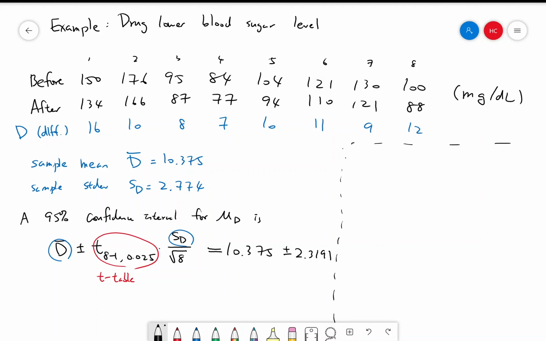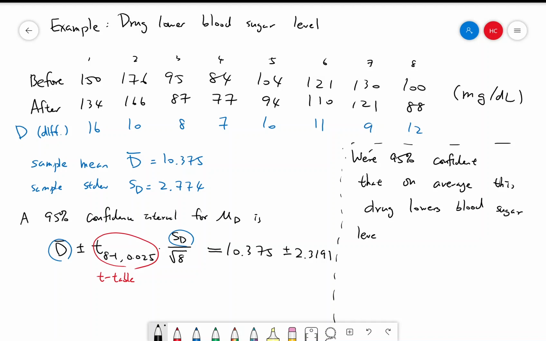So this means we are 95% confident that on average this drug lowers blood sugar level by amount in this interval. Let's include the unit.